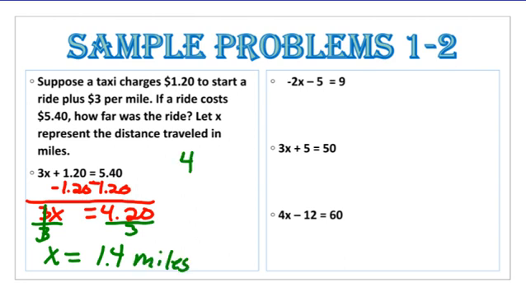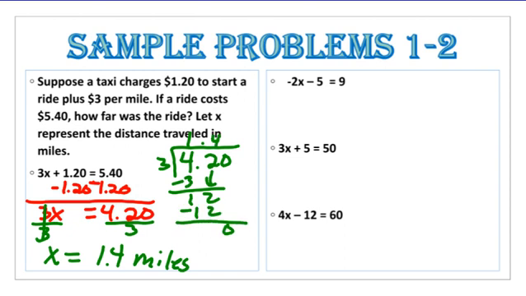If you were to show it longhand with the division, put the decimal point there. 3 goes into 4 one time, so 3, subtract, get 1, bring down the 2. 3 goes into 12 4 times, gives you 12. You have the 0. You can put the 0 at the end, you don't need to. But 1.4 miles would be the answer.